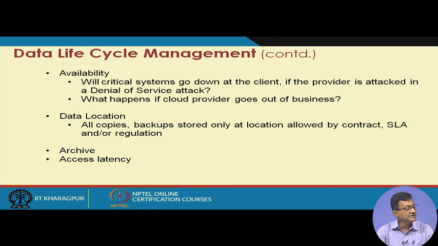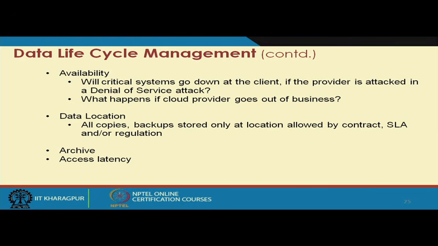Availability: will a critical system go down at the client if the provider is attacked in a denial of service attack? If there is a DoS type of attack on the provider end, what will happen to my things? Even if the cloud provider goes out of business, what will happen to my data and processes? So, these are very tricky issues.